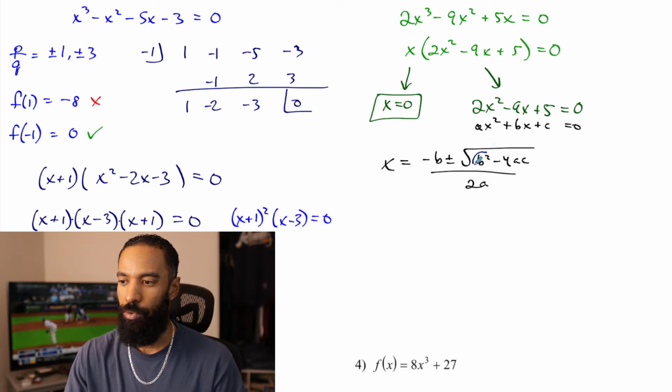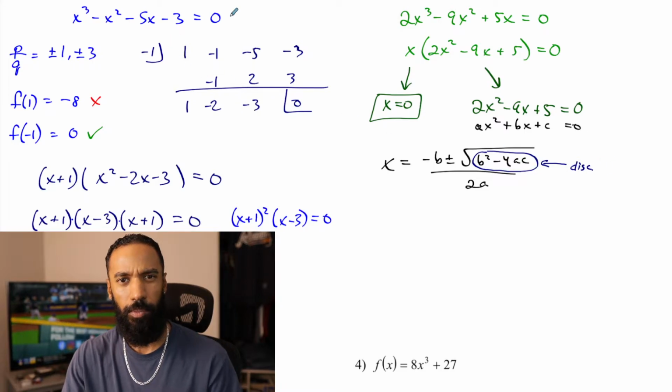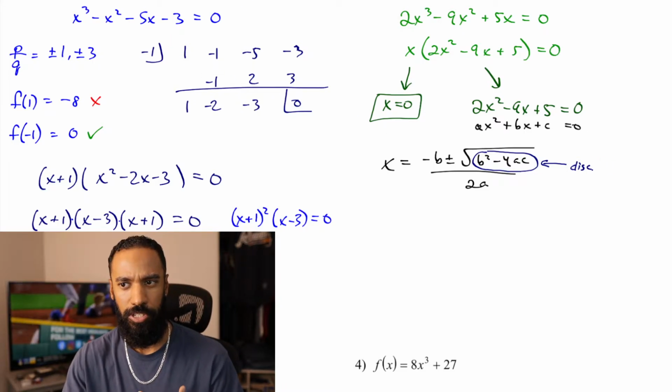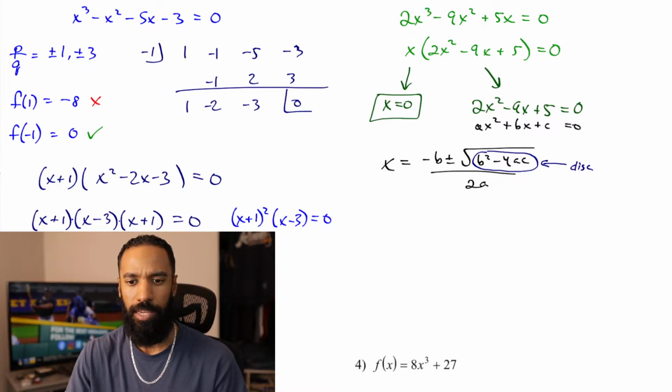Now, b squared minus 4ac is something known as the discriminant right here. I'm going to just put disc for discriminant, and I'm going to start with that right there. That's where most of the calculation is done, and it helps me determine what my solution type is as well.